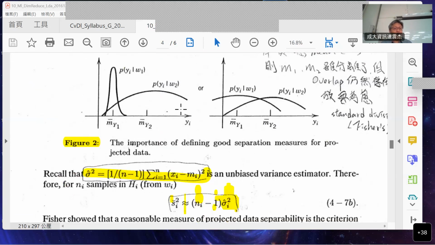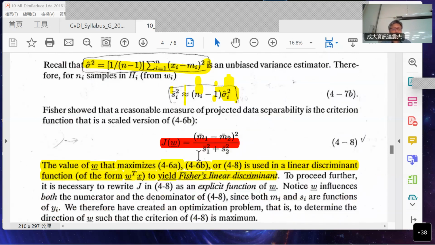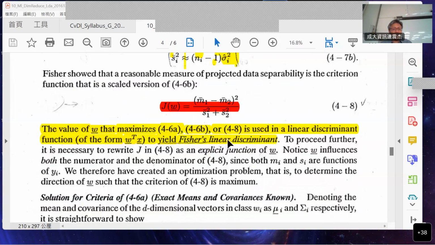Let's just tell you, okay, this is not good. Bigger overlap. This is not good. This is also not good. So back to here. So our purpose is try to find maximal value of this one. Okay. So what's M1 and M2?